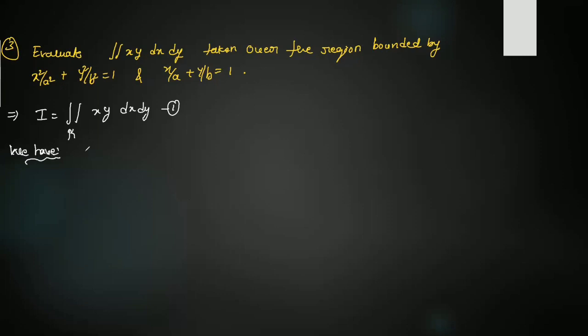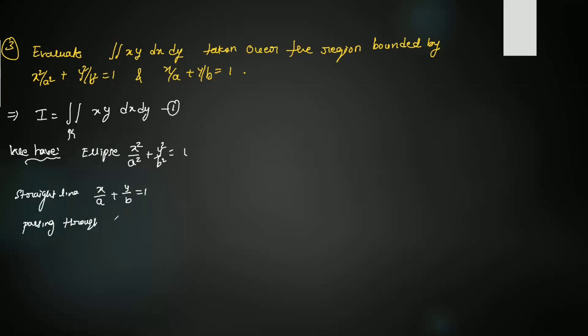We have our given ellipse x square by a square plus y square by b square is equal to 1, and a straight line x by a plus y by b is equal to 1, passing through a comma 0 and 0 comma b. Okay, this is what we have. Let us draw it, because I know all of you understood the equations. Once you understand the equation, we can go on.